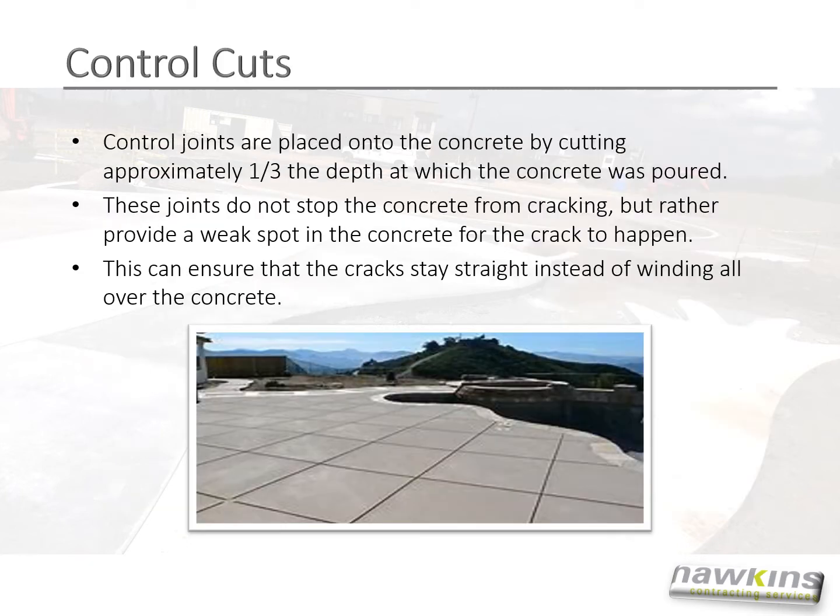Control cuts. Control joints are placed onto the concrete by cutting approximately 1/3 the depth at which the concrete was poured. These joints do not stop the concrete from cracking, but rather provide a weak spot in the concrete for the crack to happen. This can ensure that the cracks stay straight instead of winding all over the concrete.